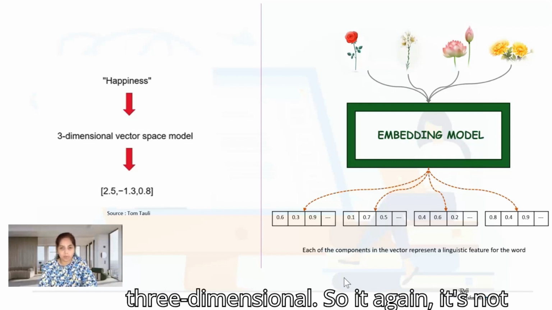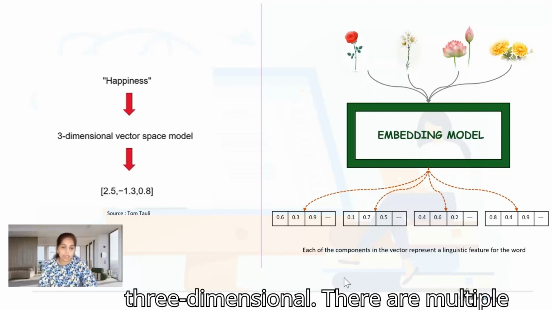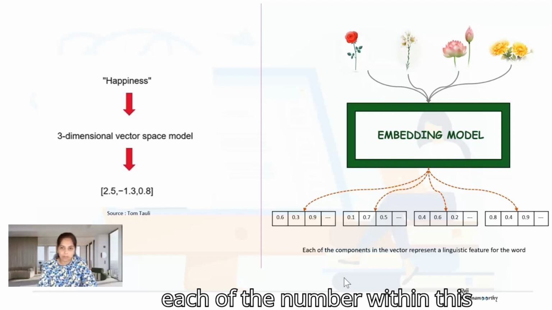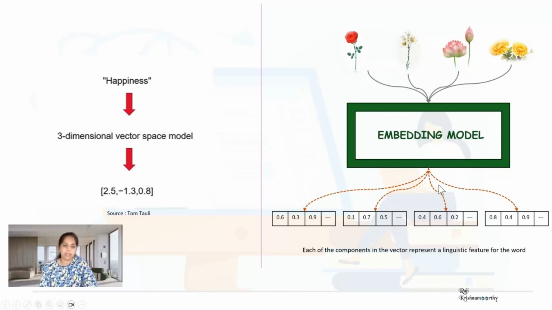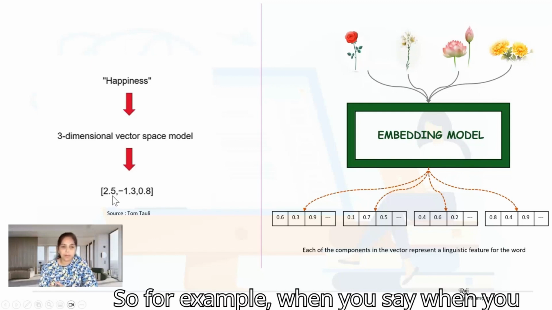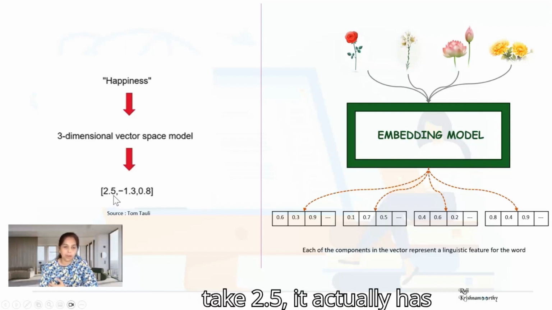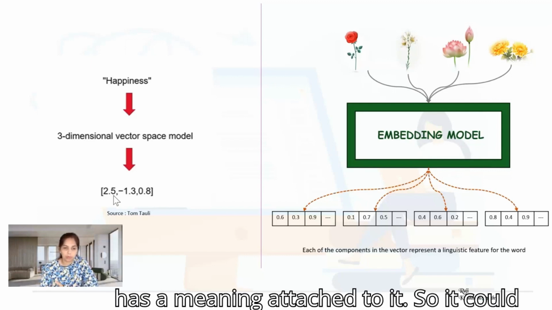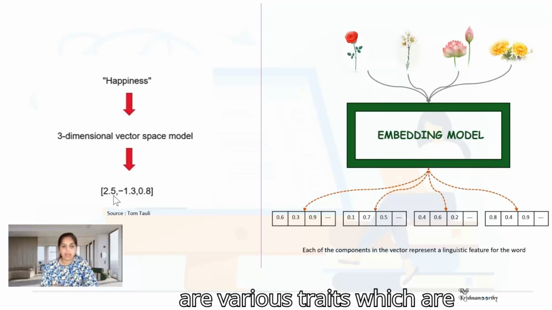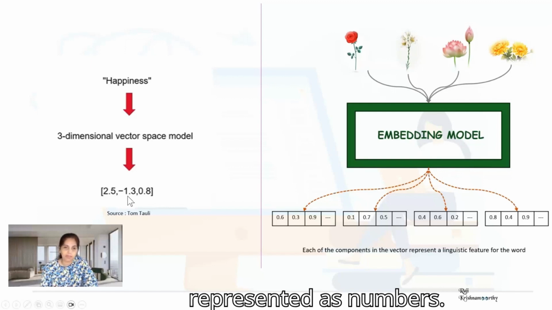So it's not necessarily always three-dimensional. There are multiple dimensions you can have, and each of the numbers within this array represents a meaning. For example, when you take 2.5, it actually has a meaning attached to it. It could be color, it could be size. So there are various traits which are represented as numbers.